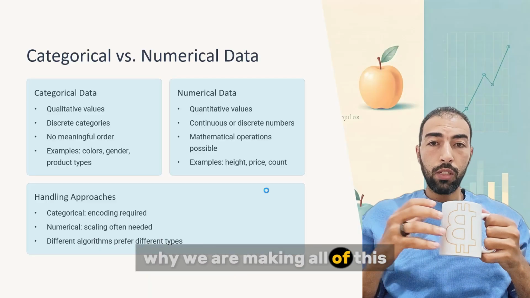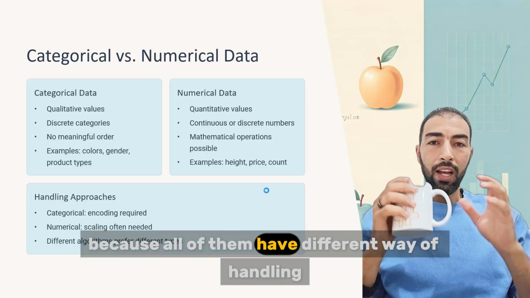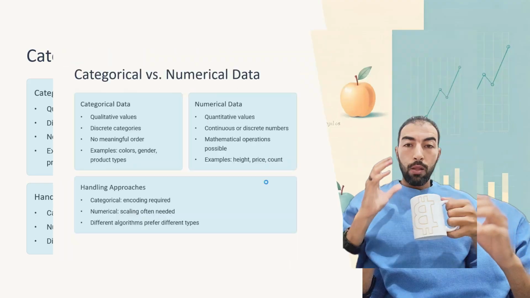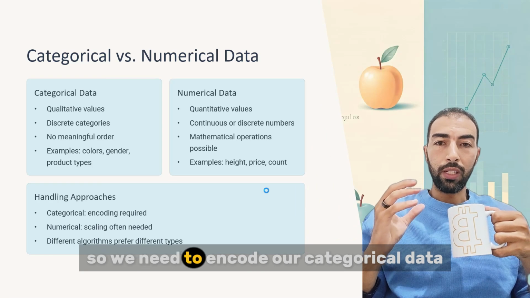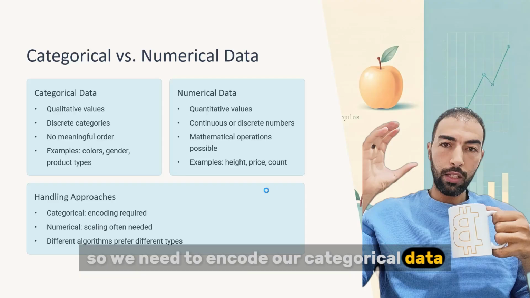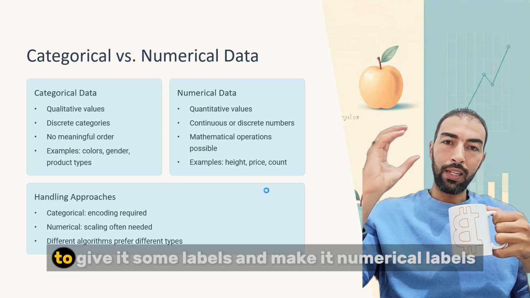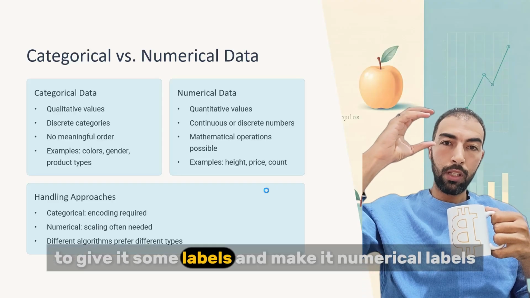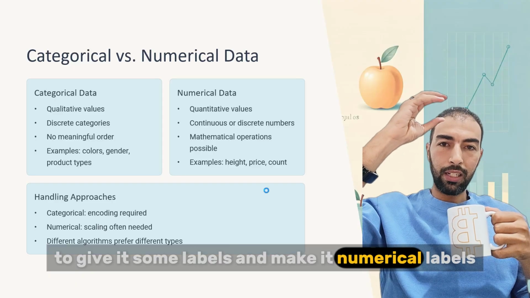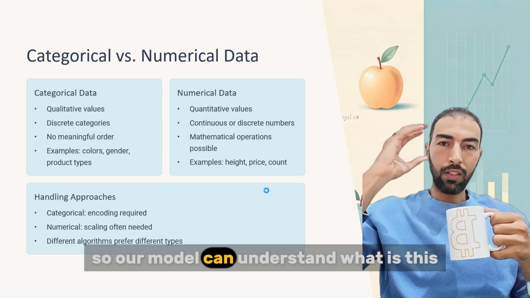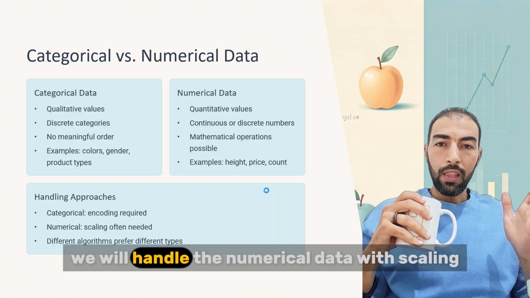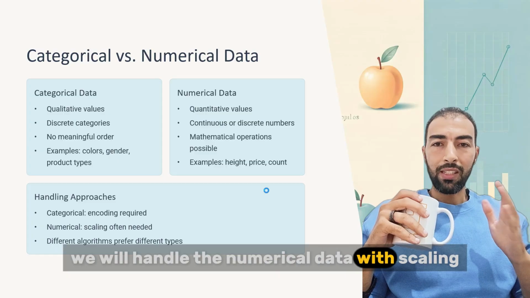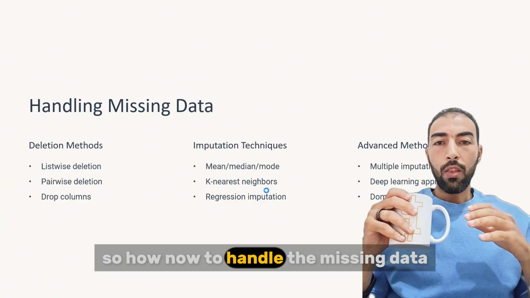Why are we doing all of this? Because all of them have different ways of handling. Our model cannot understand categorical data, so we need to encode our categorical data to give it some labels and make them numerical labels, so our model can understand what it is. On the other hand, we will handle the numerical data with scaling. This is a different thing.